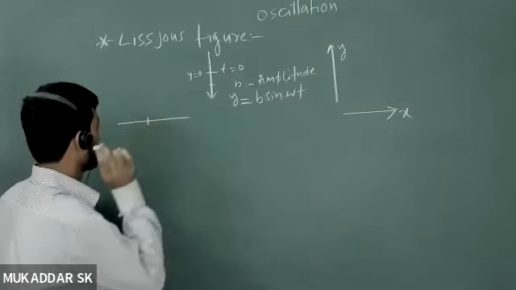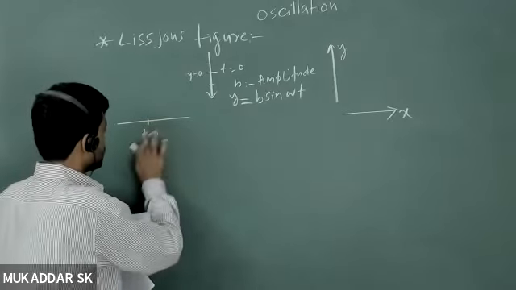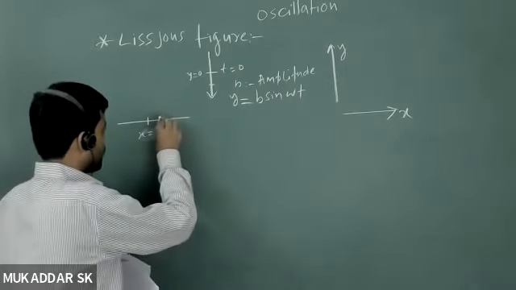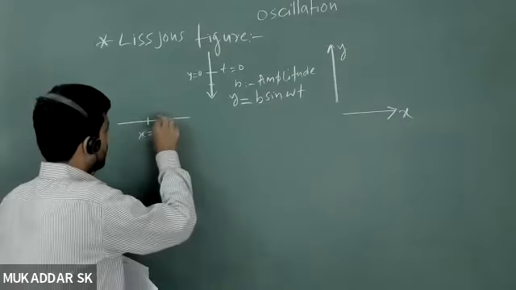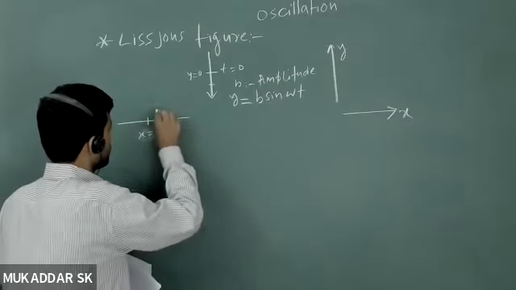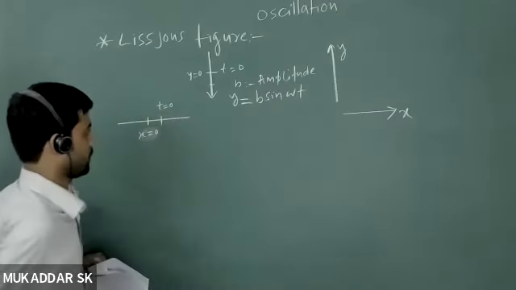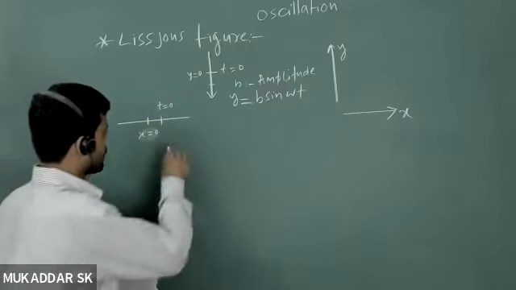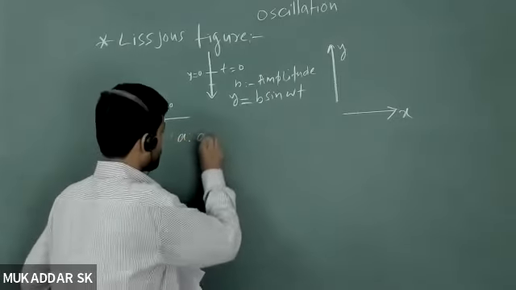And at time t equals 0, suppose this is your equilibrium position, that is x equals 0, but this oscillator is not at the equilibrium position. At t equals 0, this oscillator is somewhere here. And also let us assume A is the amplitude of oscillation.